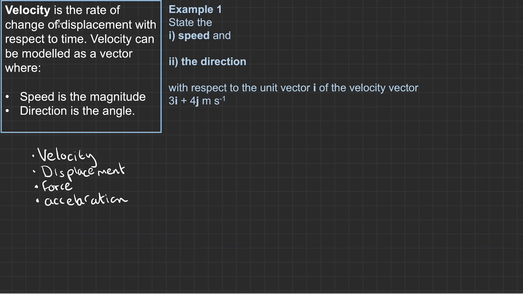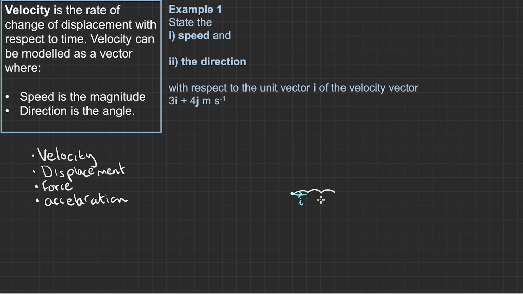Velocity is the rate of change of displacement with respect to time. Velocity can be modeled as a vector where the speed is the magnitude and the direction is the angle. So if we look at 3i plus 4j, we can start at any point. Let's start here. We're going to go across 3 in the i direction: 1, 2, 3. And we can see that the i direction is in this direction there, 1 unit.